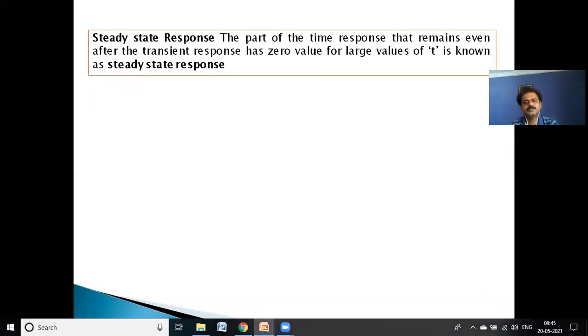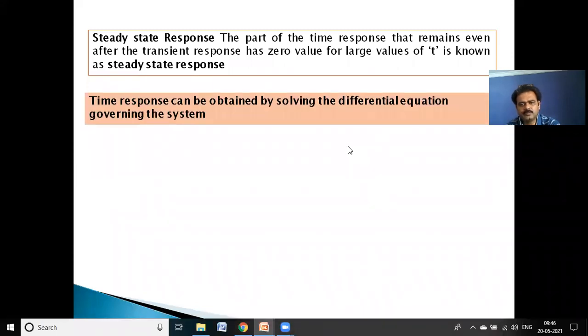Now coming to steady state response. The part of the time response that remains even after the transient response has 0 value for a large value of t is known as steady state response. So whatever quantity is left after the transients have died is called the steady state response. Now, how to get this response?